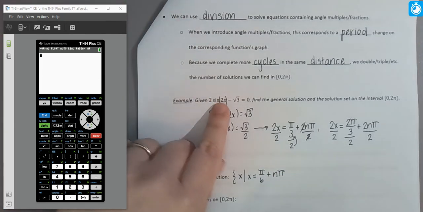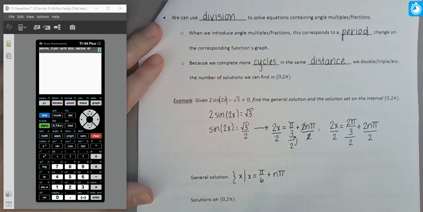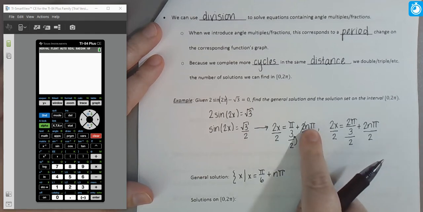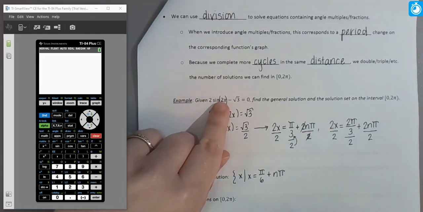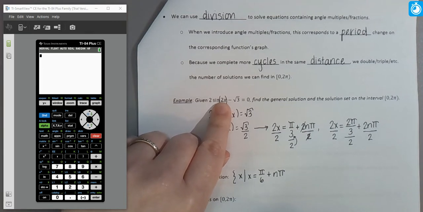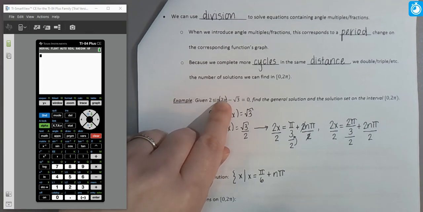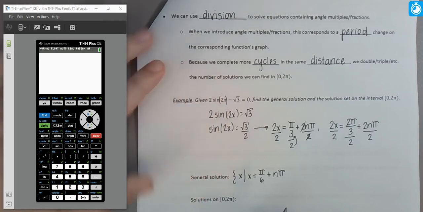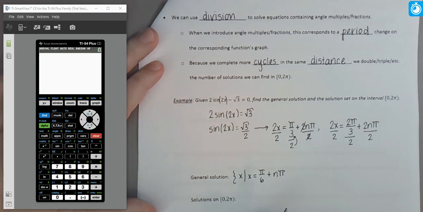Well, the period change here means we're repeating solutions faster. In this case, we're repeating solutions after half a rotation, not after a full rotation. That's the effect of having the 2 there. It makes the solutions repeat in half of the amount of time. We get twice the number of solutions in the same amount of time across the same distance.